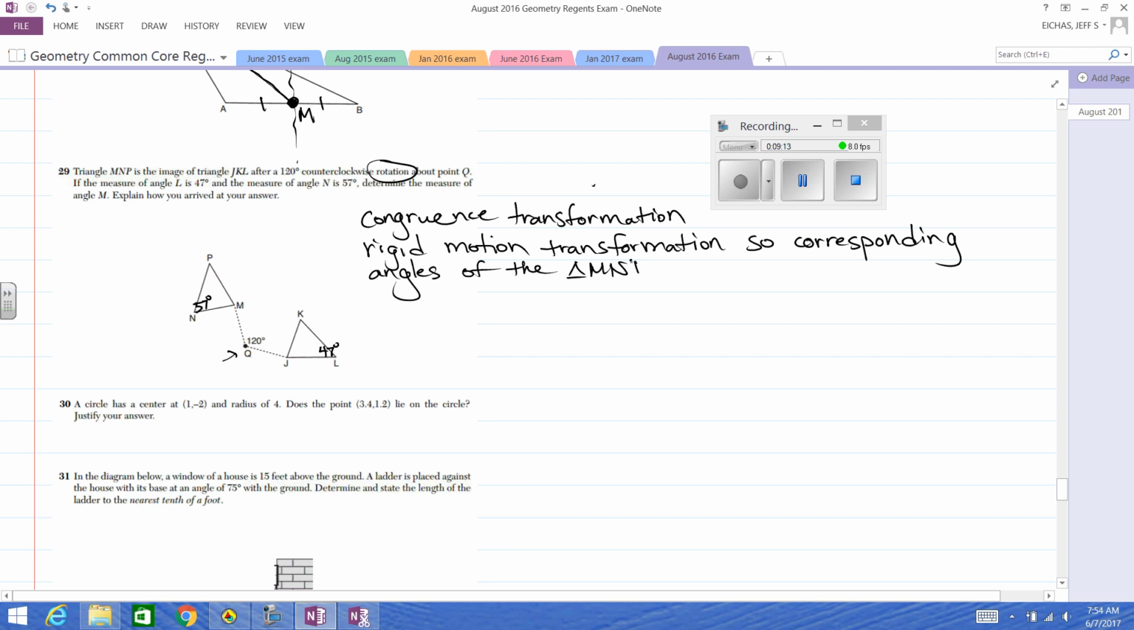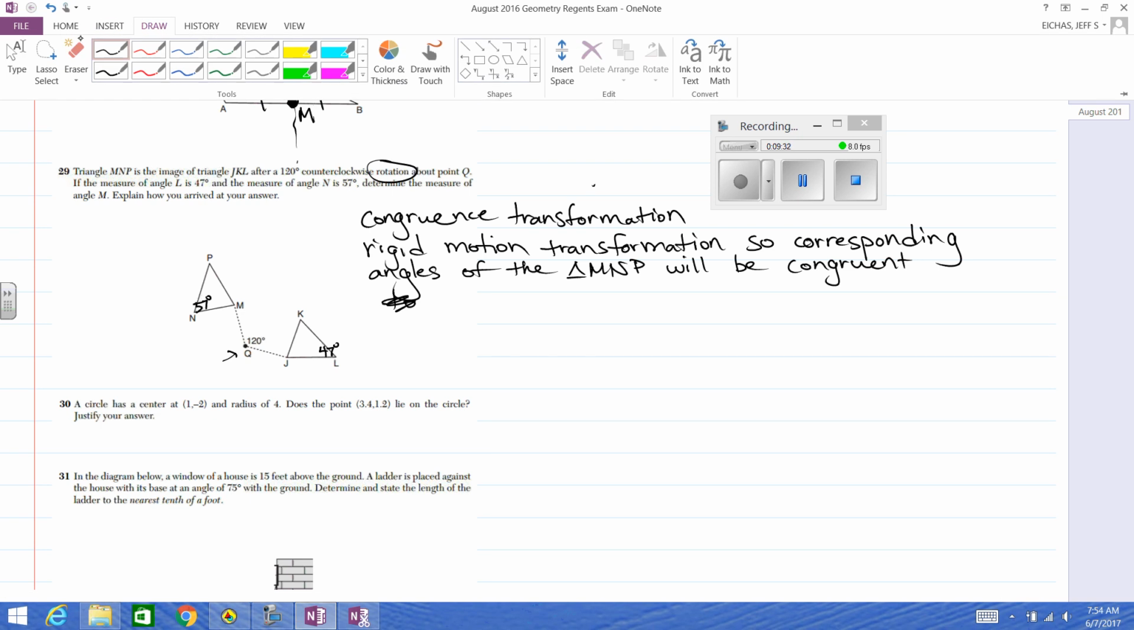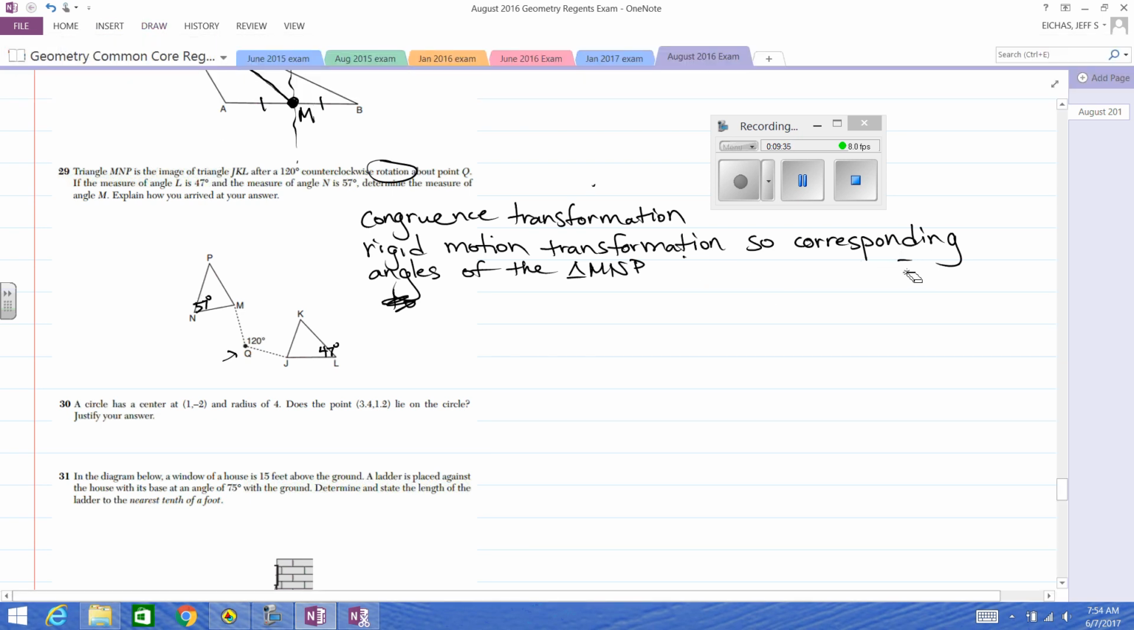Triangle MNP. So corresponding angles of triangle MNP and triangle JKL will be congruent. Sorry, let me do that again. Corresponding angles of triangle MNP and triangle JKL will be congruent. So that's going to be our explanation, basically, when we get there.